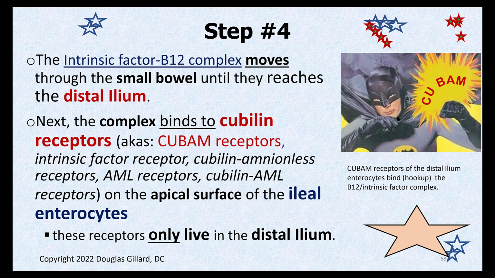I always think Batman, back when I used to watch him when I was little, when he'd hit a bad guy, they'd always go kabam. So I always remember kabam receptors. So these kabam receptors are cobalamin receptors. They don't bind B12 by itself. They don't bind intrinsic factor by itself. They bind the combination of those two.